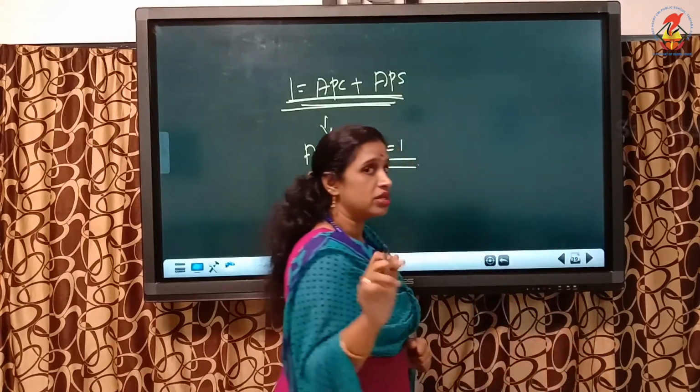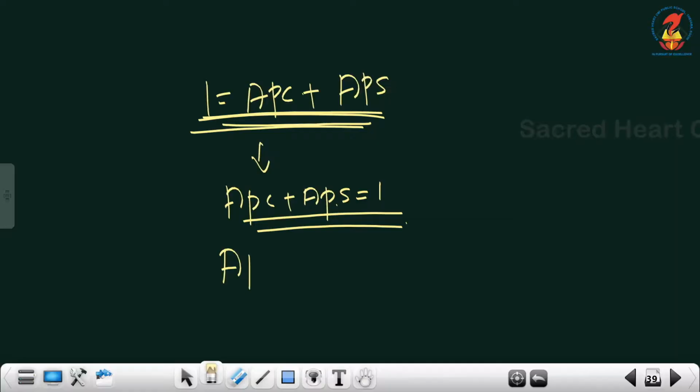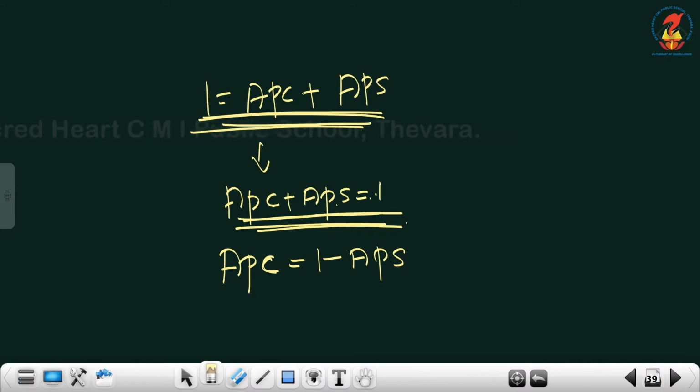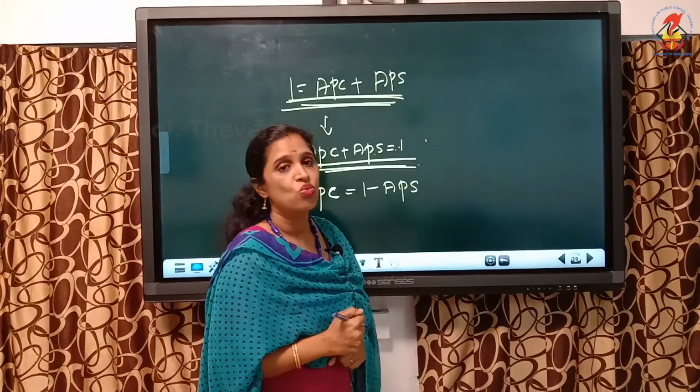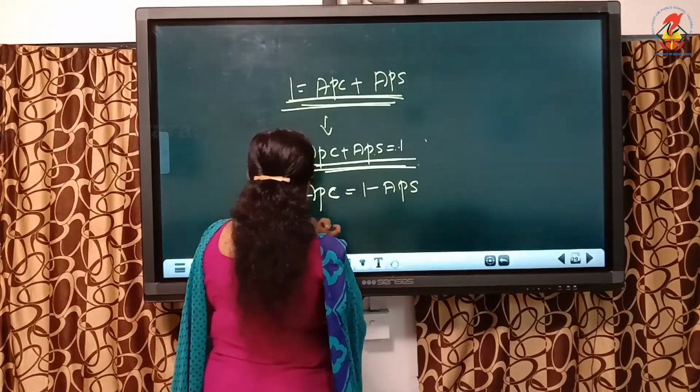I am going to bring the next formula. What is it? From this equation, how will you find out APC? APC plus APS is equal to 1. How will you find out APC from here? APC is equal to 1 minus APS. Am I right? 1 minus APS. This can be taken to the side, therefore 1 minus APS.